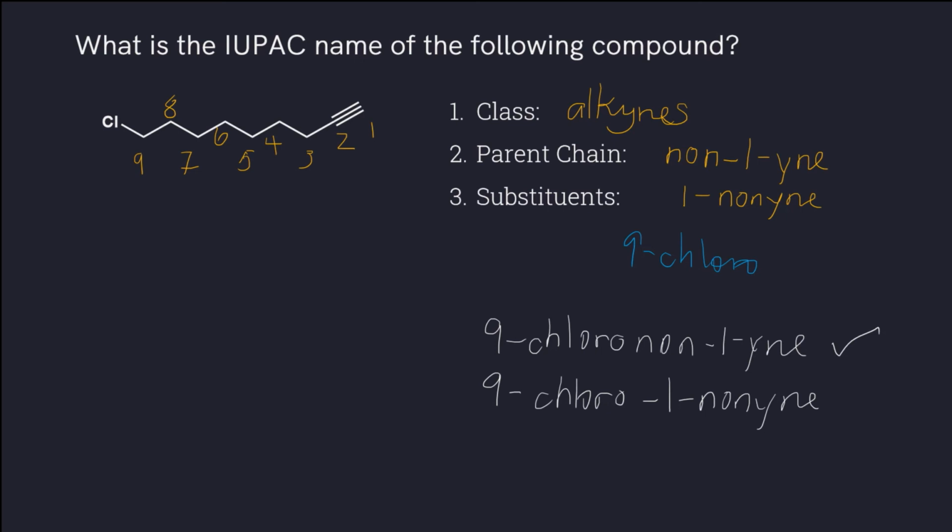The nice thing about alkynes is that they don't exhibit any stereoisomerism. They're always flat or linear. So we don't need to determine a stereochemical designation.